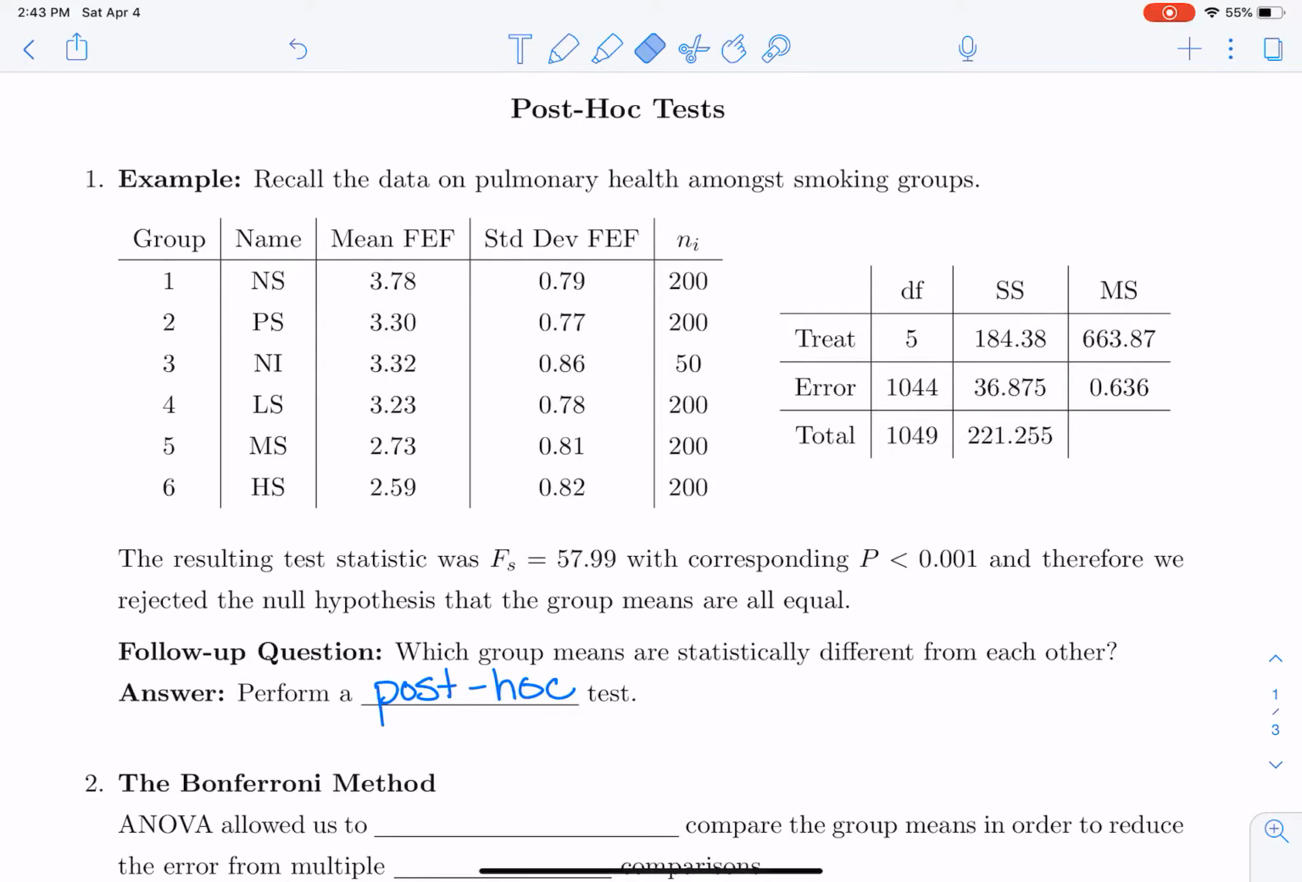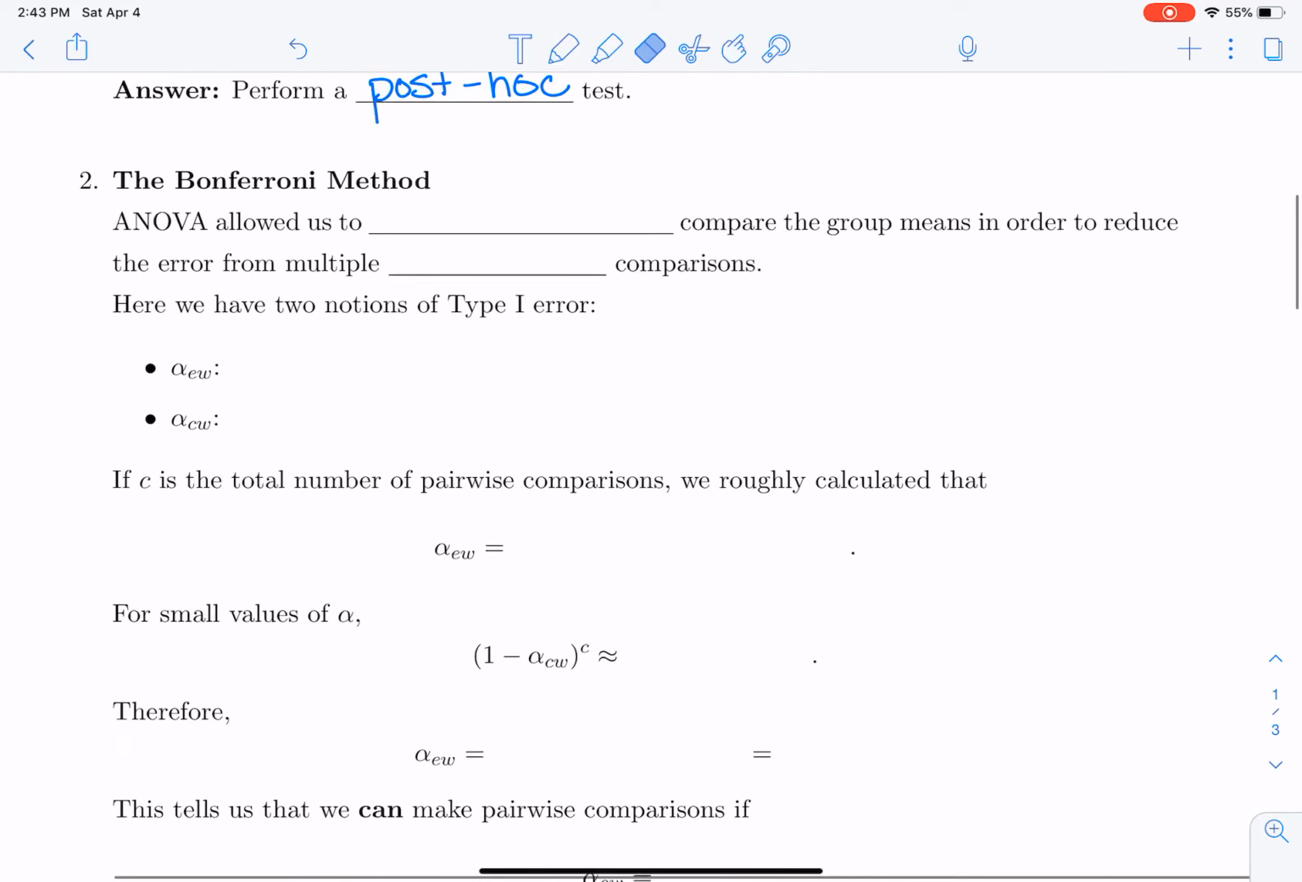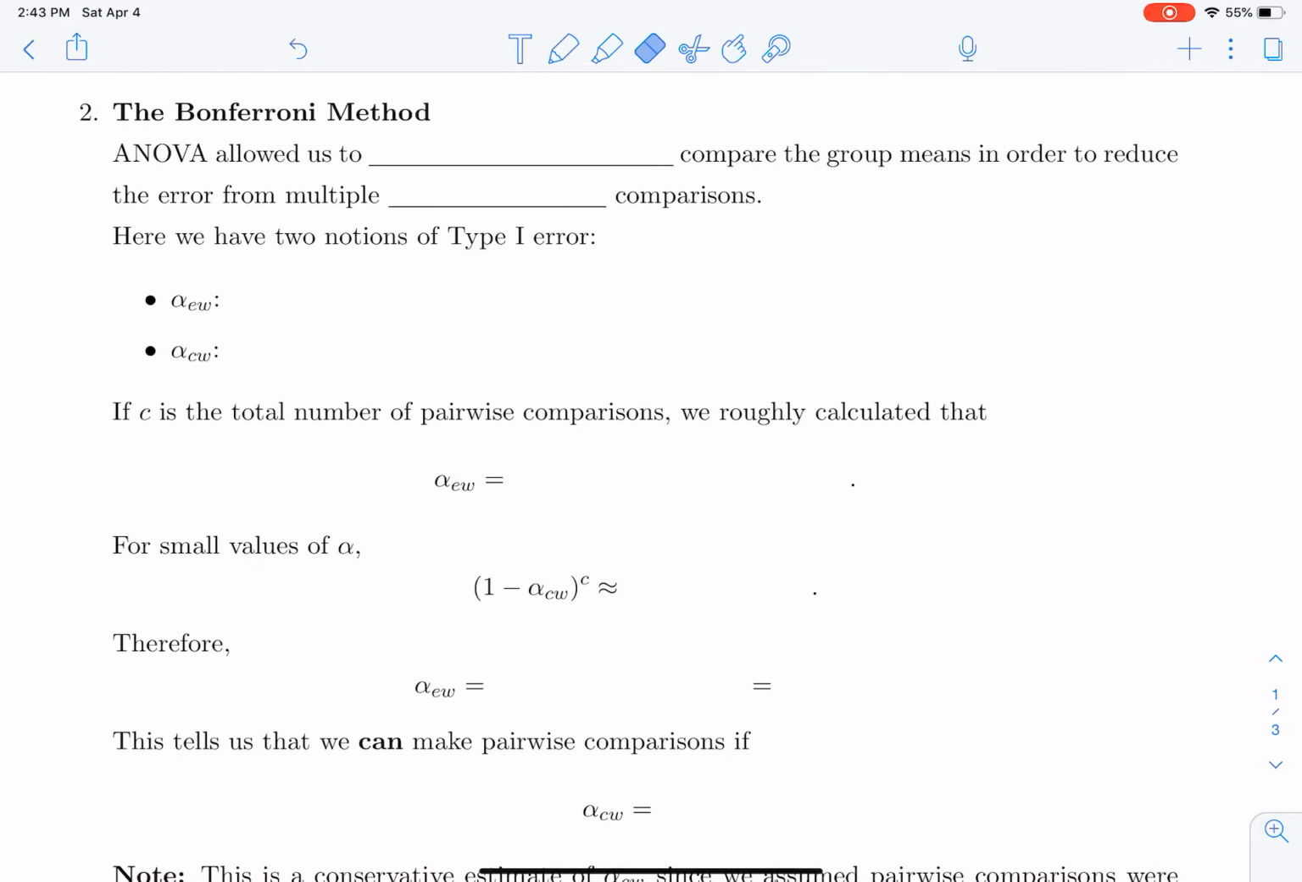There are lots of different kinds of post hoc tests, so I'm going to explain one of them to you called the Bonferroni method. And the Bonferroni method is the easiest one for me to explain. So recall that ANOVA allowed us to simultaneously compare the group means in order to reduce the error from multiple pairwise comparisons.